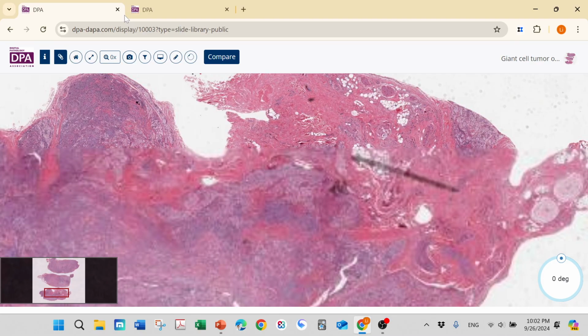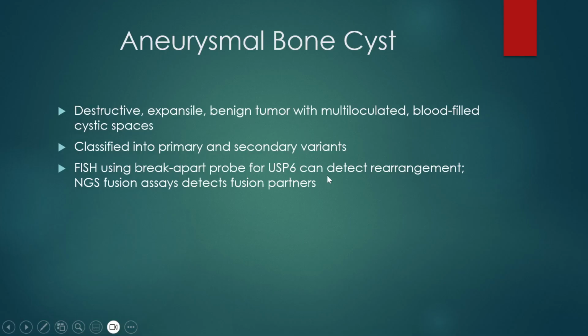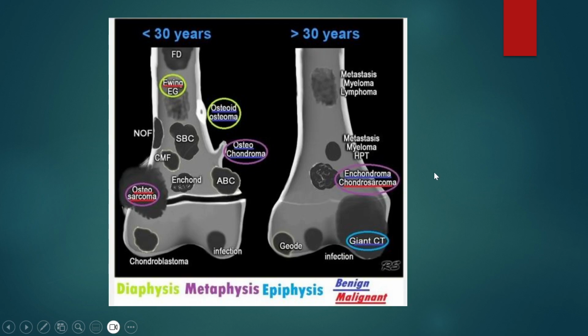Let's move to another entity. Aneurysmal bone cyst. So remember USP6, that's really characteristic. When I talk about this kind of bone tumor, I always like to show this image, because when you remember this image, before you look at the slide, you already have your differential.